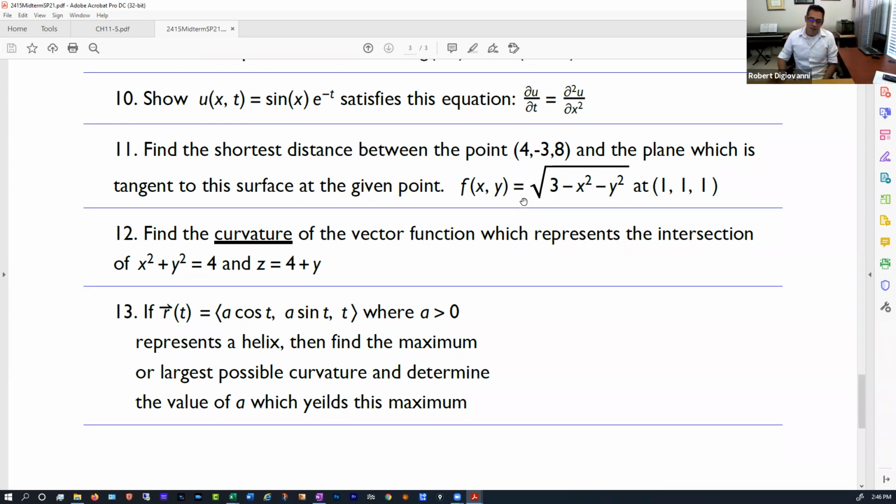I'm real excited about number 12 and 13. Find the curvature of the vector function which represents the intersection of those 2. And then 13, I'm not going to talk much about it. I'm just going to let you read it and see how it goes. I will give you a hint though on 13. You're going to have to use Cal 1 in here, something in Cal 1 that you use to figure out where something has a maximum. Think about how you determined where something had a peak.